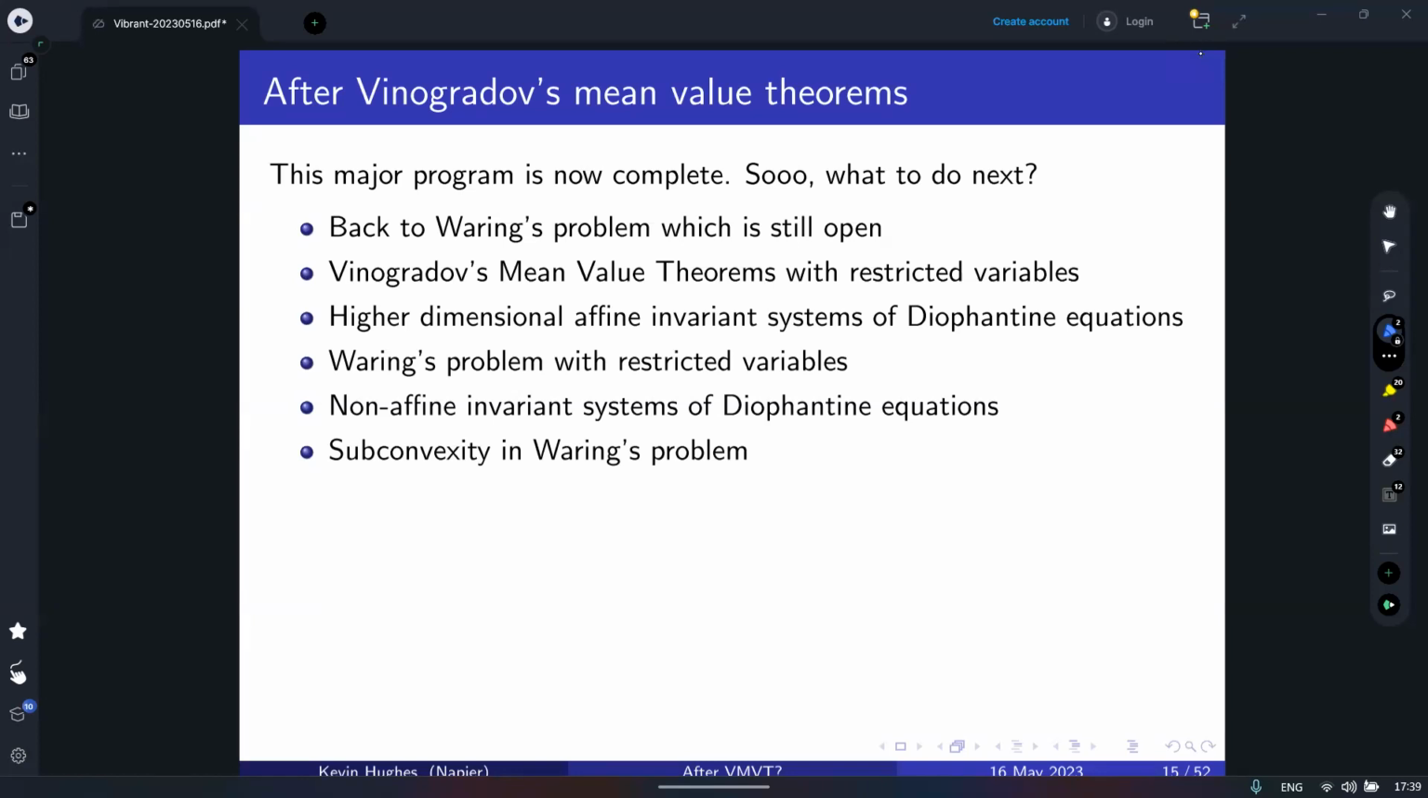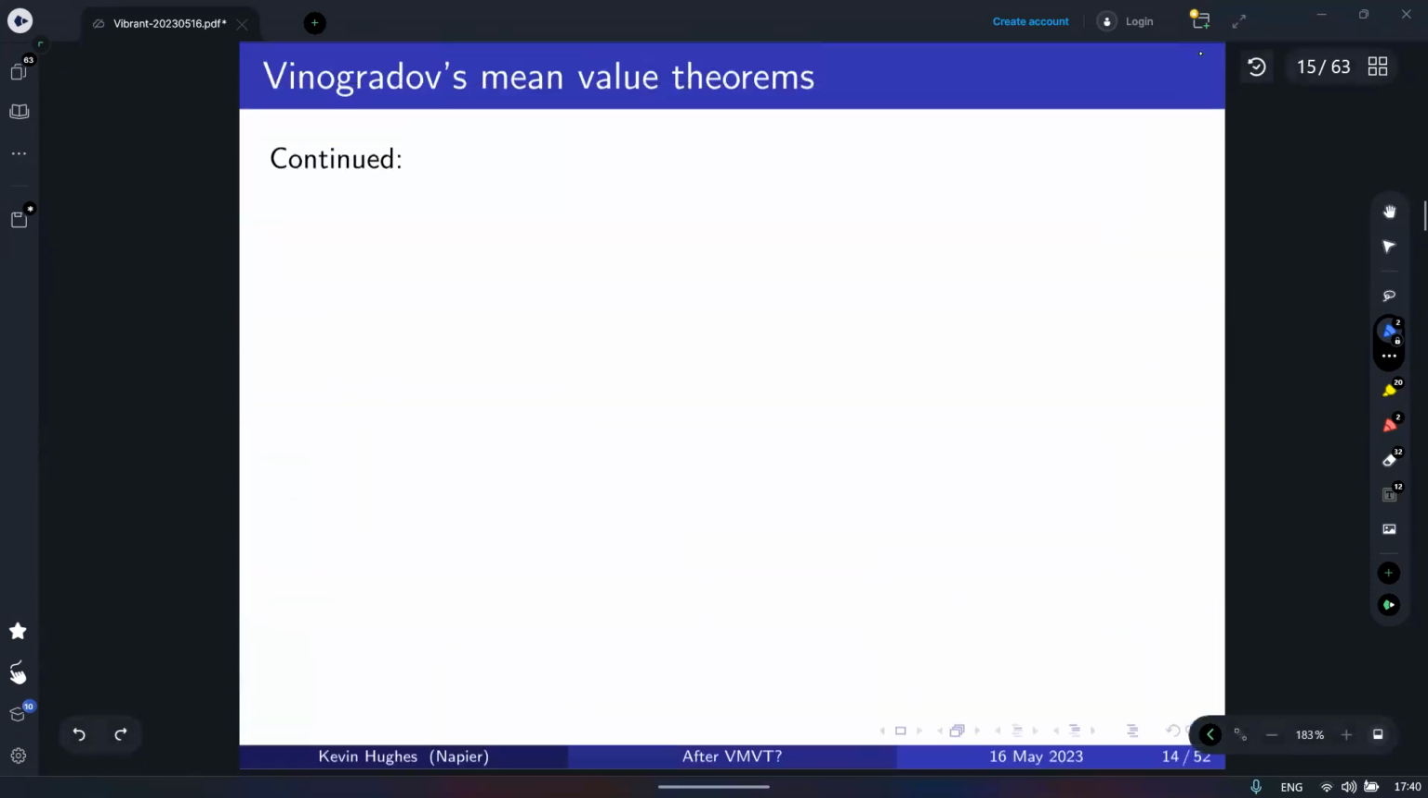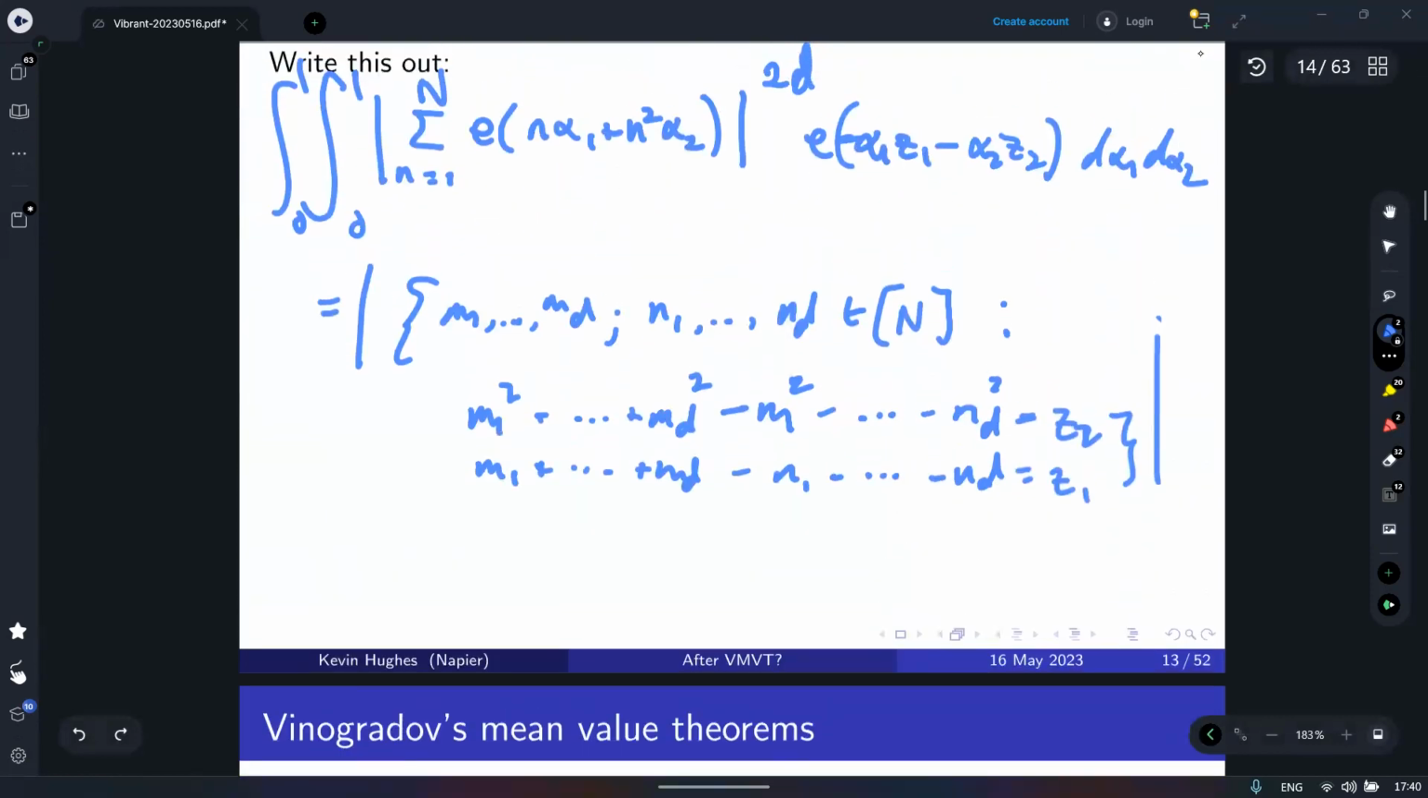That is still open, even in the first non-trivial case of degree 3. Okay. You can now ask questions about restricting variables. So in terms of solving a system of equations like this, maybe I won't restrict to some sets. I just won't consider everything inside of the range from 1 to n. But I'll just consider primes, or I'll consider smooth numbers, or I'll consider just a generic random subset.